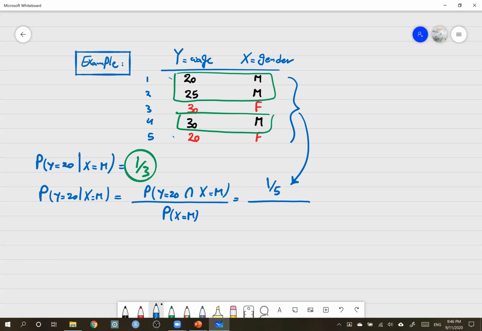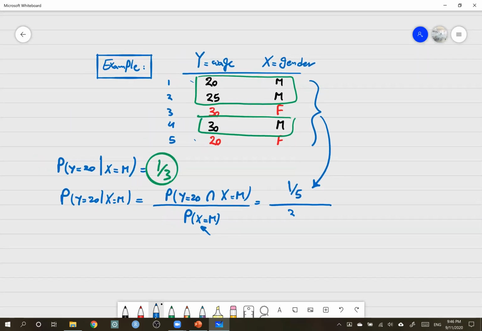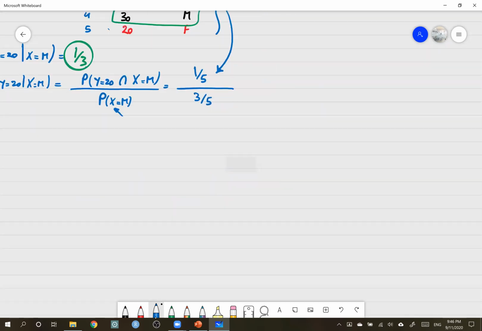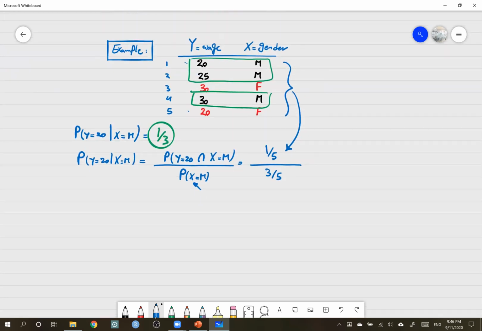What about the denominator? What is the probability that out of these 5 guys, we're only focusing on the males? So how many males do I have? 3. What is the total number of outcomes? 5. So 3 divided by 5. So this is a probability. Now, if you do the math, let me zoom out a little bit. If you do the math, 1/5 divided by 3/5, the answer is 1/3. There you go. This is exactly the same as what you calculated up here, 1/3.